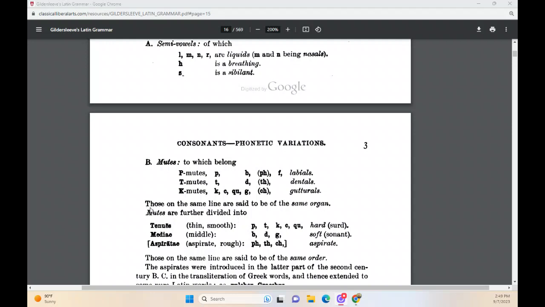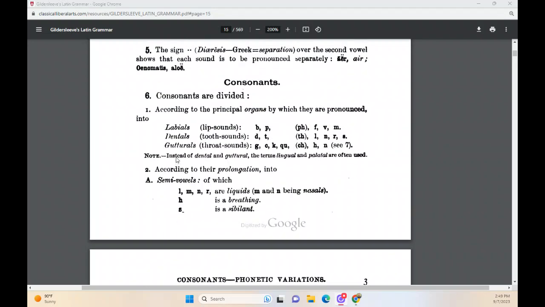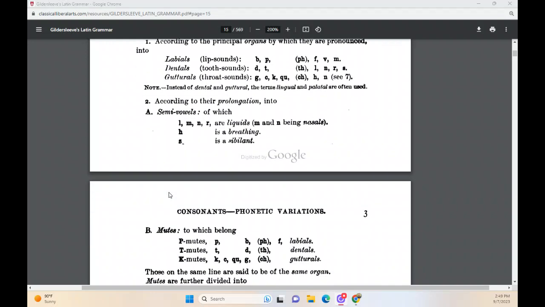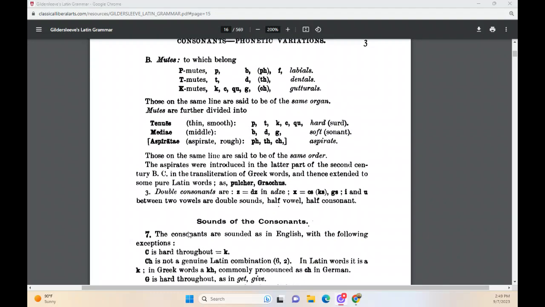There's a note here that says those on the same line are said to be of the same organs. And then we have a note that says mutes can be further divided, but we're not going to study that, so don't worry about that. Just pay attention to these two divisions, according to the principal organs by which they're pronounced, and according to their prolongation, how long of a time it takes to pronounce them. Semivowels and mutes, the two kinds of consonants according to prolongation. Now let's just finish this because all we're studying in this lesson is Article 6.